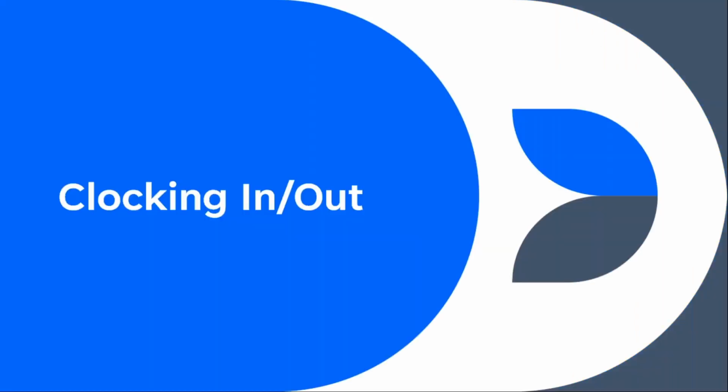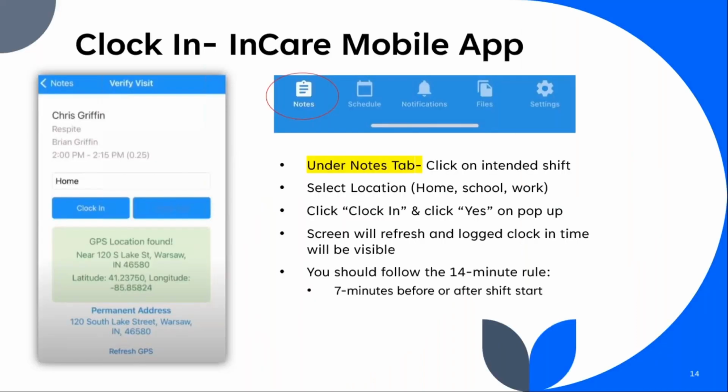Now that we're done with scheduling, let's move on to the clock in and clock out process. Under the Notes tab, we'll want to click into the intended shift we plan to begin. It'll look like what's pictured on the left.